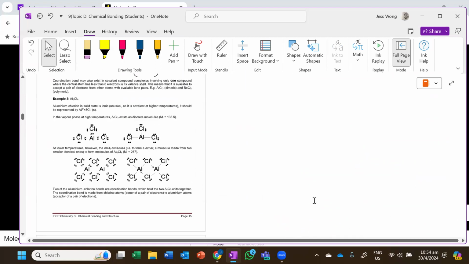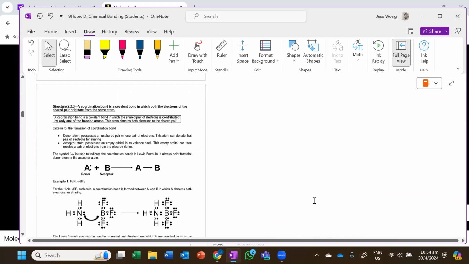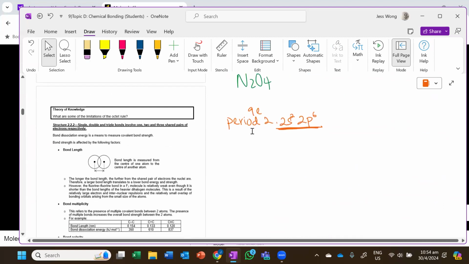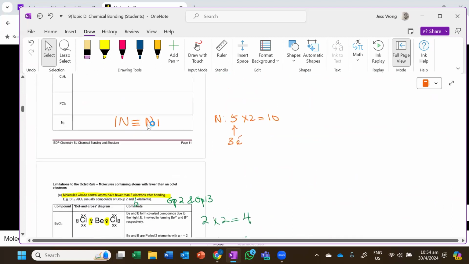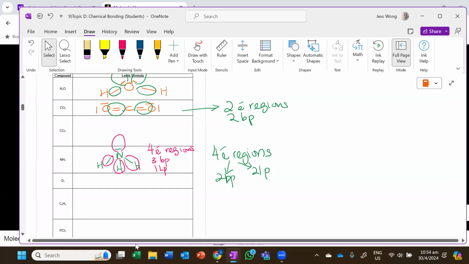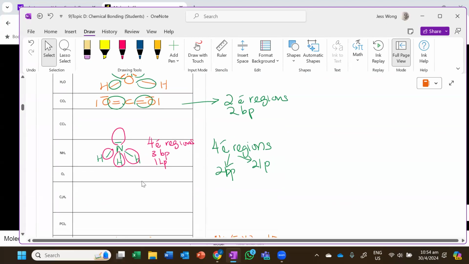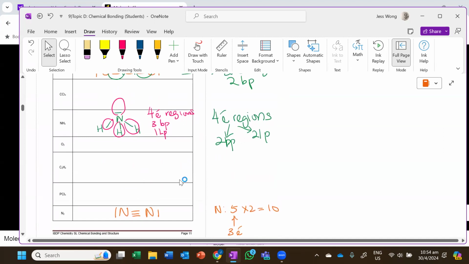All right, so with that, I hope you know how to draw Lewis structures. We are not looking at the coordination bond first. I think we will do it the next lesson. So for this lesson, just make sure that you know how to draw Lewis structures. Okay, I will have to make sure that you know how to draw this, and I'll give you a list of other Lewis structures to practice.